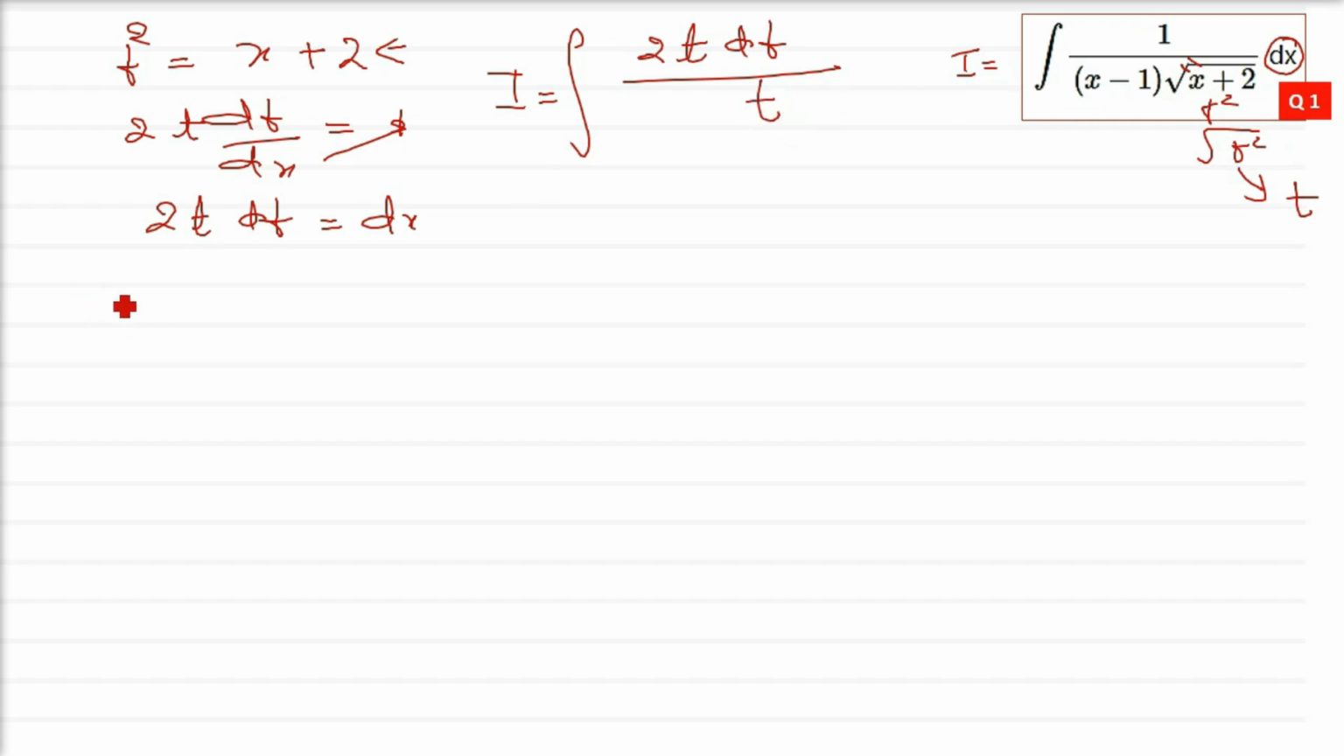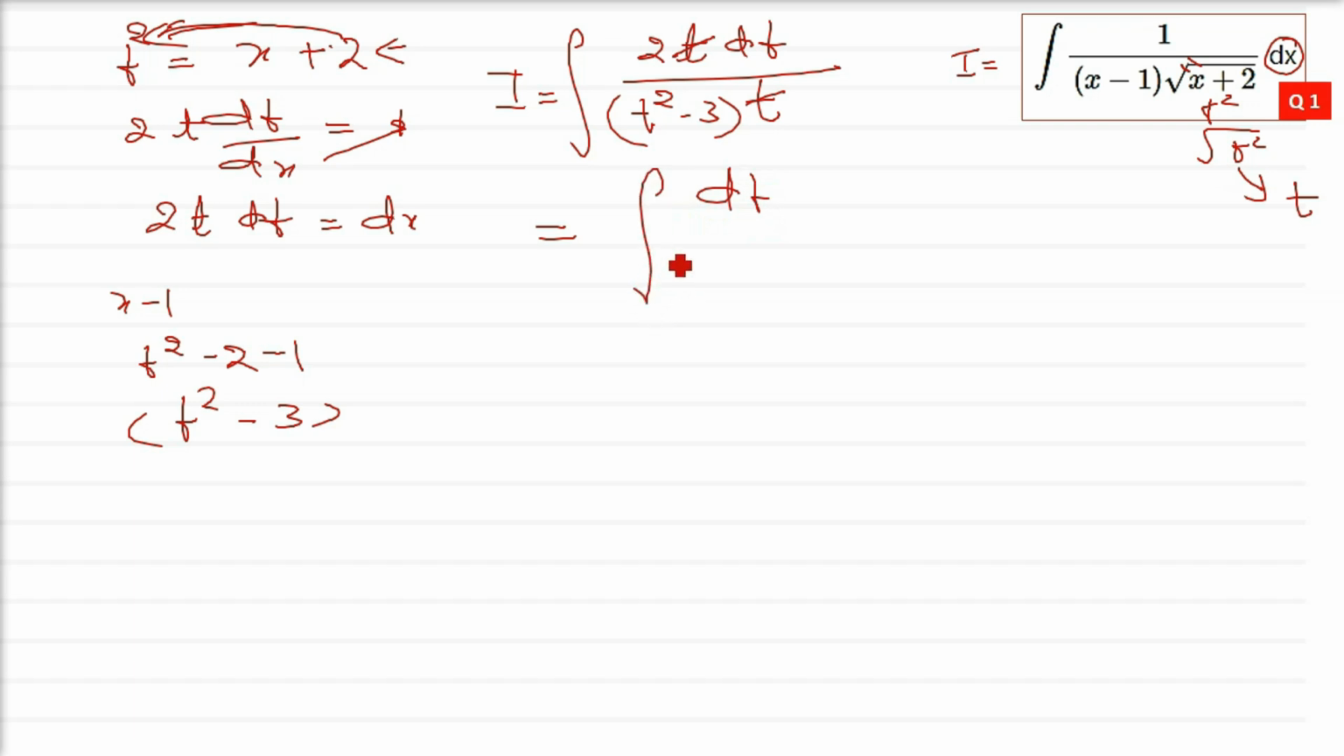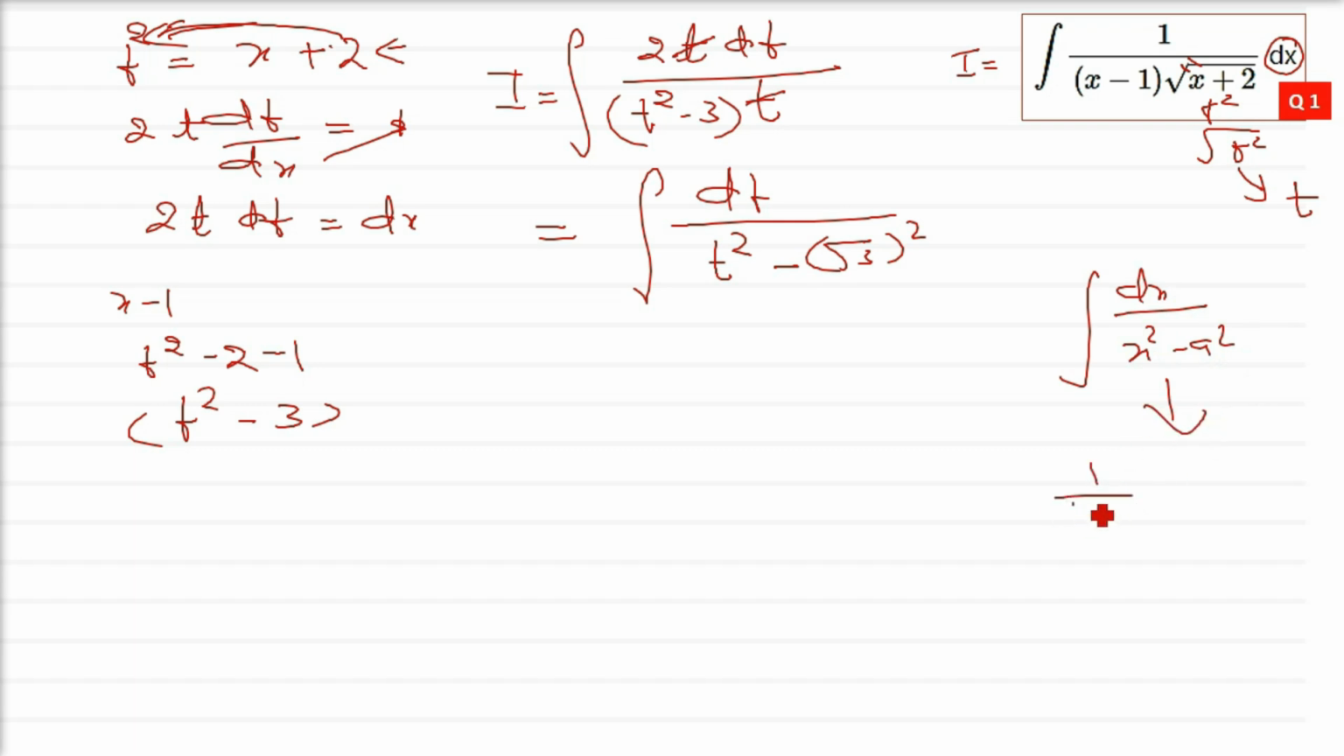Now x minus 1 can be written in this form also. What is x here? If you take this 2 on the left, x is equivalent to t square minus 2. And you have to write x minus 1, so you have to add a negative 1. So this becomes t square minus 3. So let's write t square minus 3 here. Now t t gets cancelled. This dt integration, this t square minus 3 can be written as under root 3 whole square. That means integration of dx divided by x square minus a square has a direct result which we have proved also. 1 by 2a log of x minus a divided by x plus a.